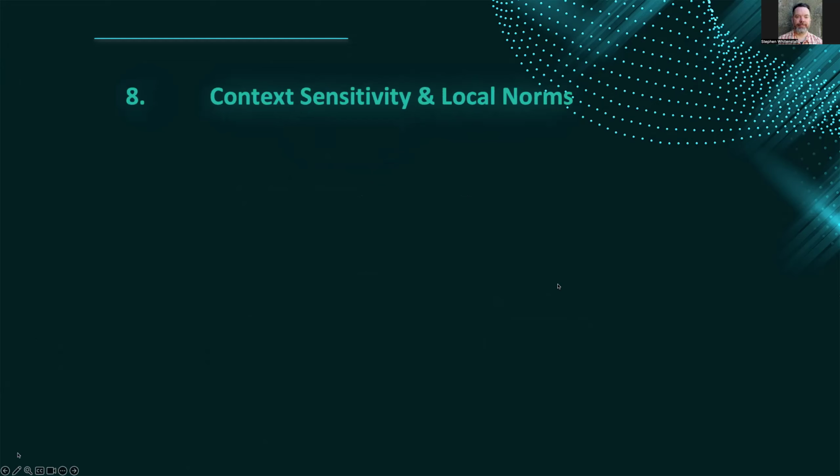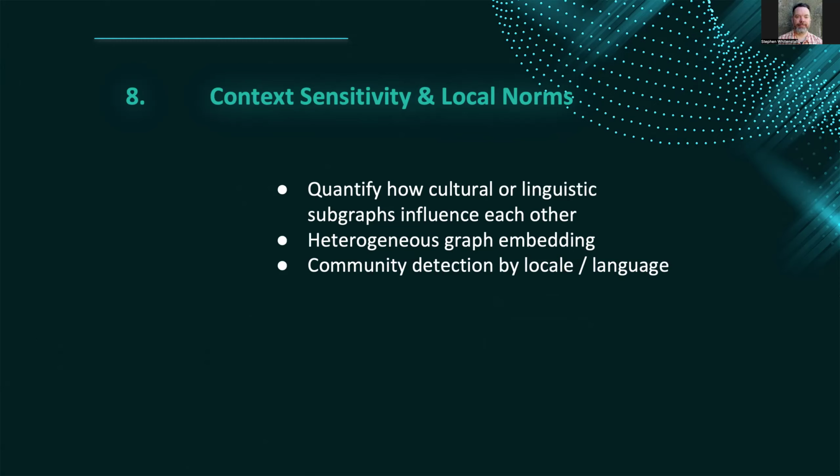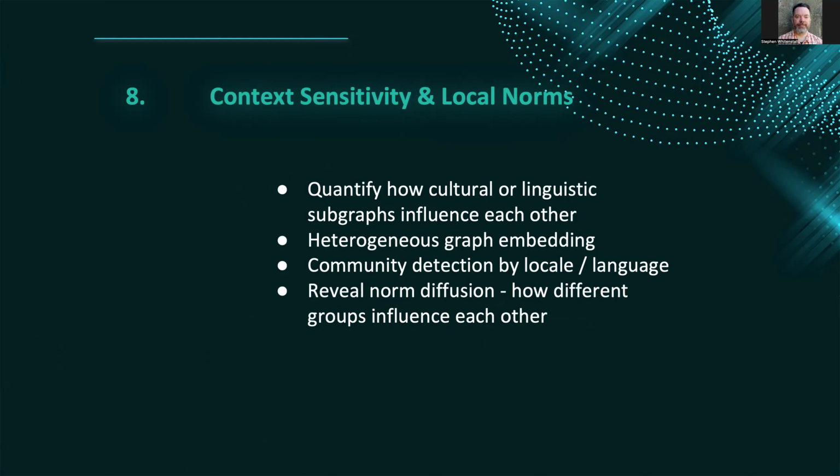Context sensitivity and local norms. Quantify how cultural or linguistic subgraphs influence each other. Heterogeneous graph embedding. So look at the different graphs, how they can embed in terms of different communities. Community detection by locale or language to ensure local contexts are represented in global governance by detecting underconnected regions. Reveal norm diffusion, how different groups influence each other, which contexts adopt others' ethical framings over time.